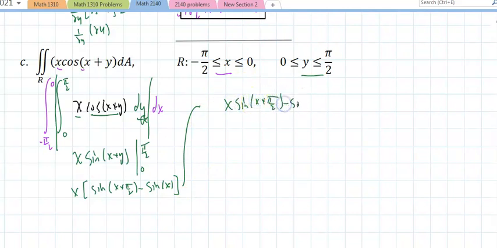Sometimes you can avoid integration by parts. A lot of times you can't, but sometimes you can't even integrate with respect to y first. So that's something you've got to look for.